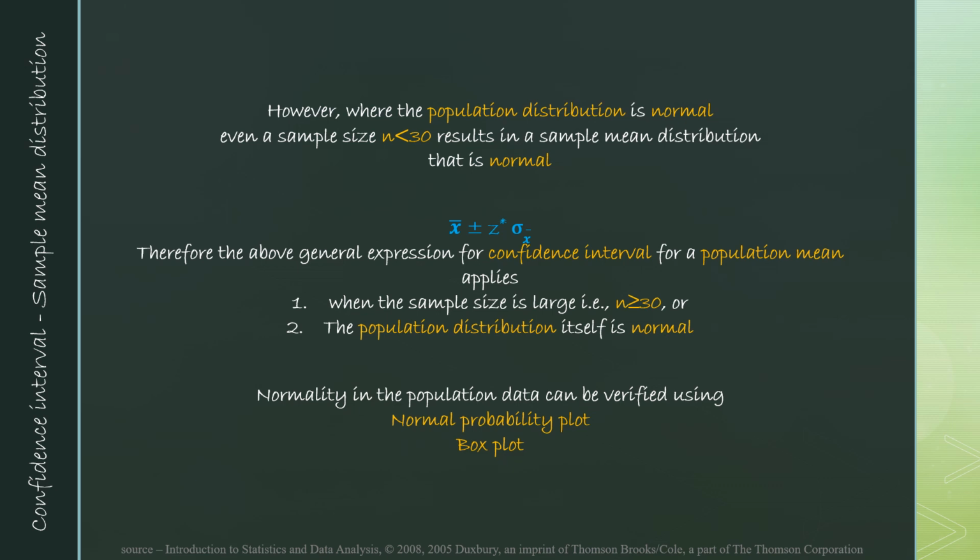Normality in the population data can be verified using, as discussed in our earlier lectures, either the normal probability plot or the box plot.